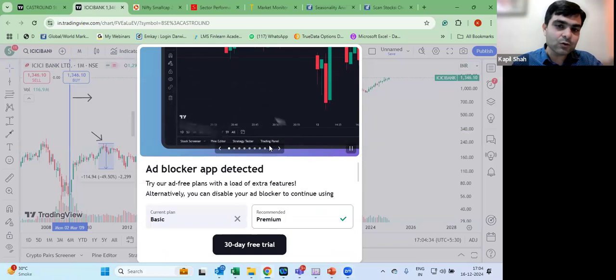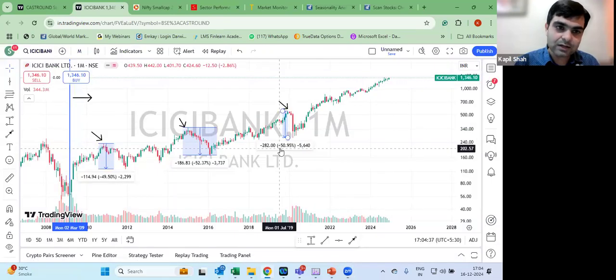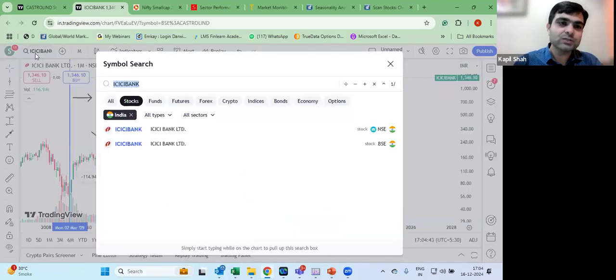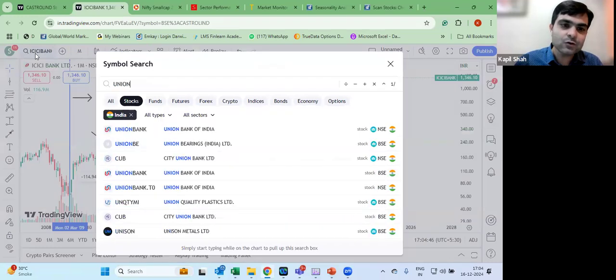My PSU banks are doing well. My PSU bank stocks are in very strong positive momentum. So I was analyzing some stocks over there, and I found some opportunity. Let's say, for example, a stock like Union Bank.